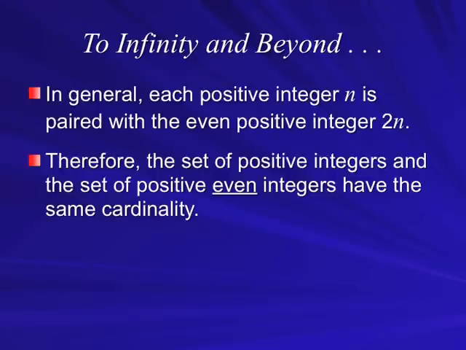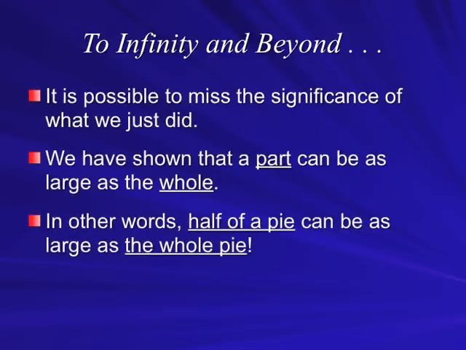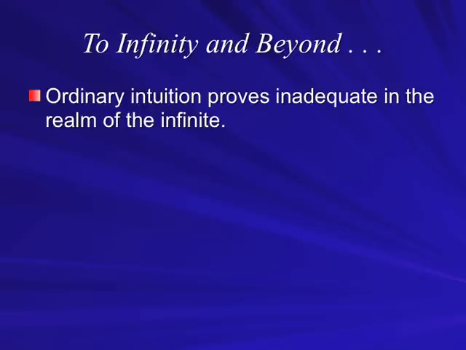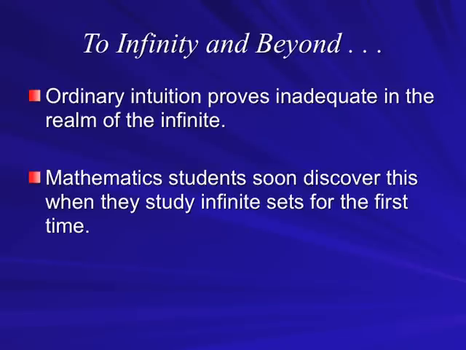In general, each positive integer n is paired with the even positive integer 2n. Therefore, the set of positive integers and the set of positive even integers have the same cardinality. It is possible to miss the significance of what we just did. We have shown that a part can be as large as the whole. In other words, half of a pie can be as large as the whole pie. Ordinary intuition proves inadequate in the realm of the infinite. Mathematics students soon discover this when they study infinite sets for the first time.